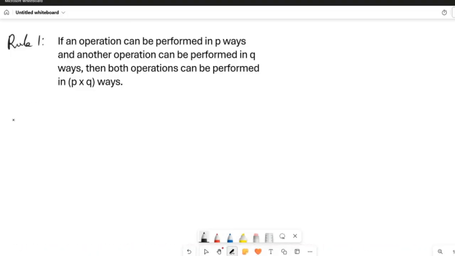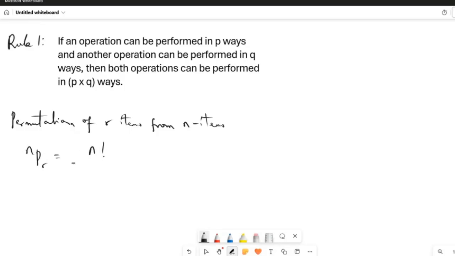So let me go to permutation of R items from N items. It means that out of, let's say, 3 items, we want to arrange 2, for example. Out of 5 items, we are interested in arranging 3 or 4 or 1 or 2. Do you get? So permutation of R from N, we usually write it as N permutation R. So if you are arranging R from N, that's N permutation R. And the formula is N factorial divided by N minus R factorial.